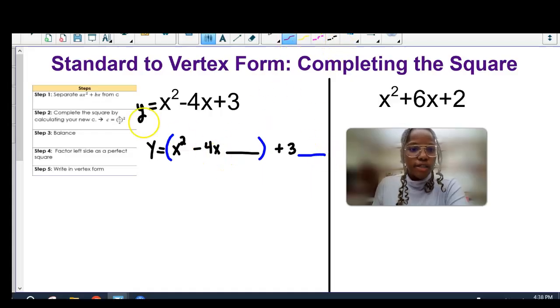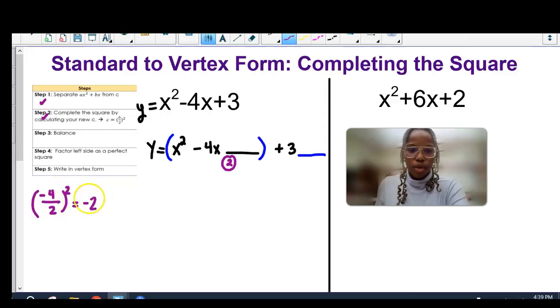Okay? All right, step 2 tells me to complete the square. So this is where step 2 comes into play. We have to put a new number there. So you can memorize that formula. You can think about it as negative 4 over 2 squared, which would give me negative 2 in parentheses squared, which would give me positive 4. So plus 4 would be my new c value.